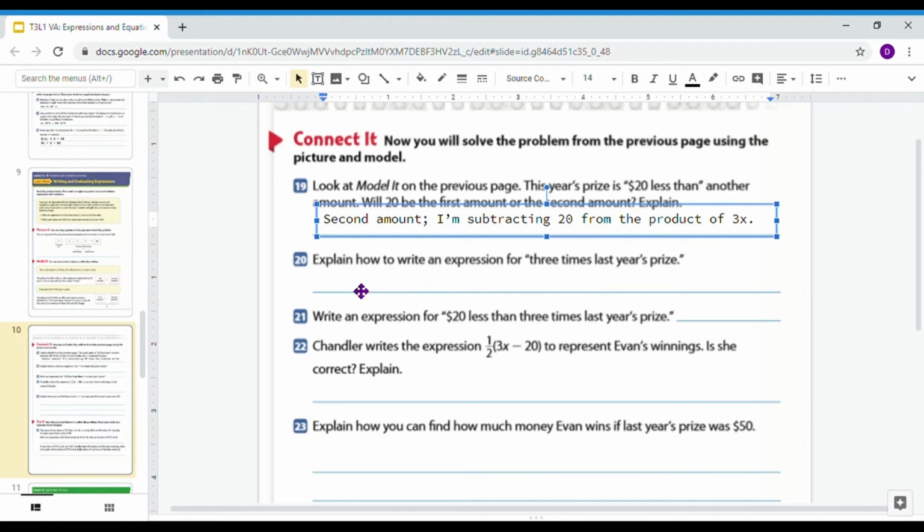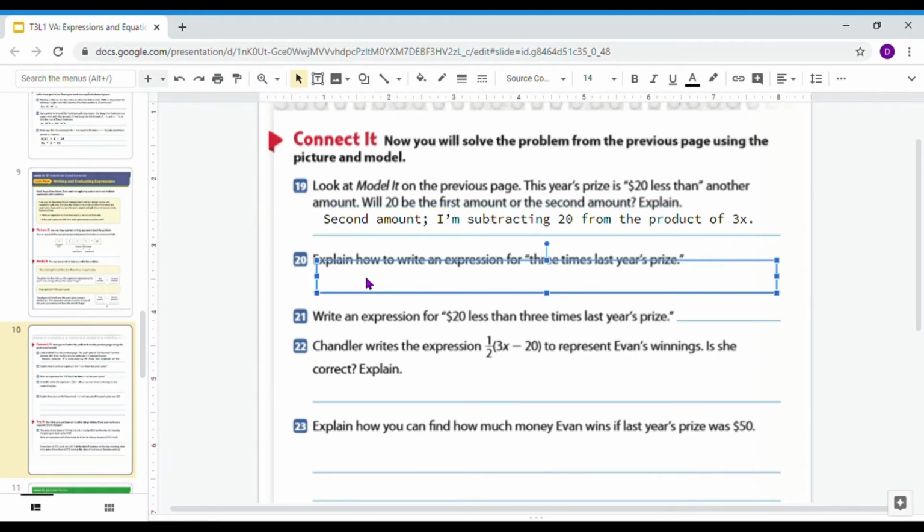Explain how to write an expression for 3 times last year's price. So if I think of x, that variable, because I don't know the number of last year's prize, I have to think of last year's prize as x. So last year's prize is x. So this year, if they're asking me for 3 times last year's prize, it would be 3 times x, 3x. Write an expression for $20 less than 3 times last year's price.